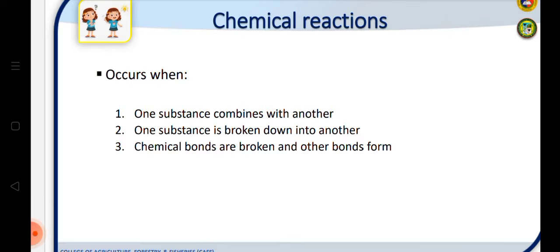When one substance combines with another, this is a synthesis or combination reaction. Number one refers to synthesis or combination reaction. This happens when two or more reactants join to form a single product. For example, nitrogen and hydrogen gases combine to form ammonia. Ammonia is a key fertilizer component.